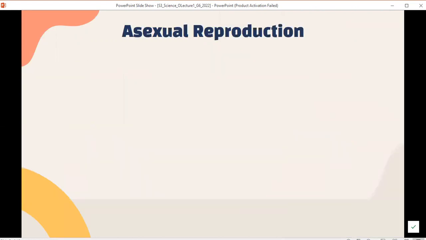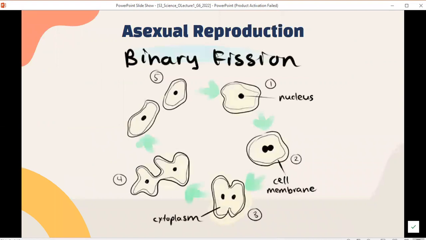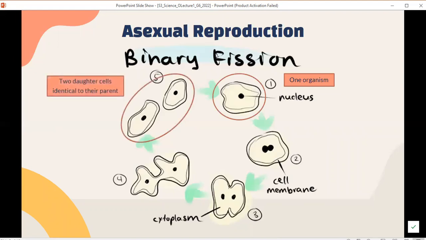Paramecium and bacteria are organisms that reproduce asexually. They reproduce by binary fission, which is an example of asexual reproduction. We talked in class about regeneration and about budding in hydra. By binary fission, one organism produces two identical daughter cells. Since this reproduction involves one parent, one organism, it is asexual reproduction.